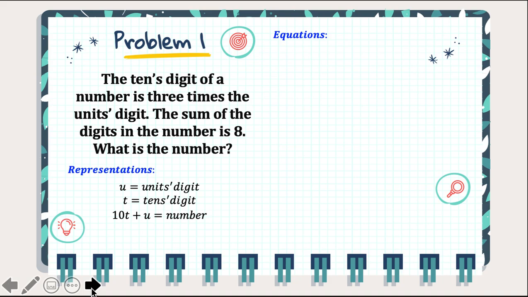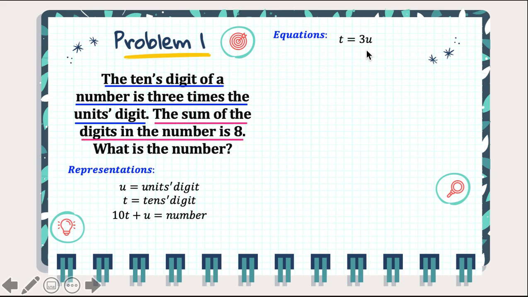For the first equation, we should be using the first sentence. The tens digit is represented as t, and then that will be equal to 3 times the units digit. Your units digit is u. So 3 times u. Therefore, the first equation will be t is equal to 3u.